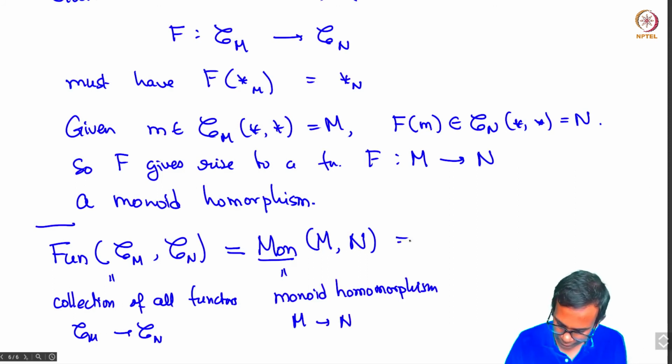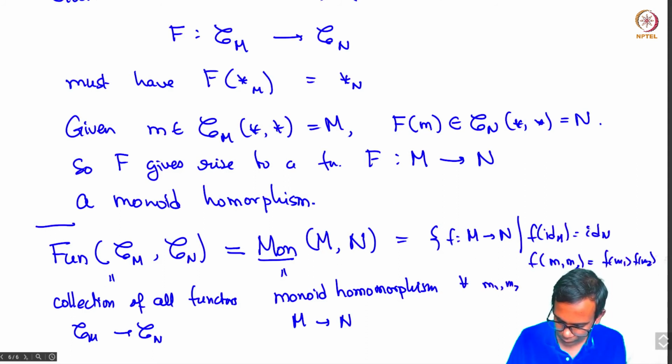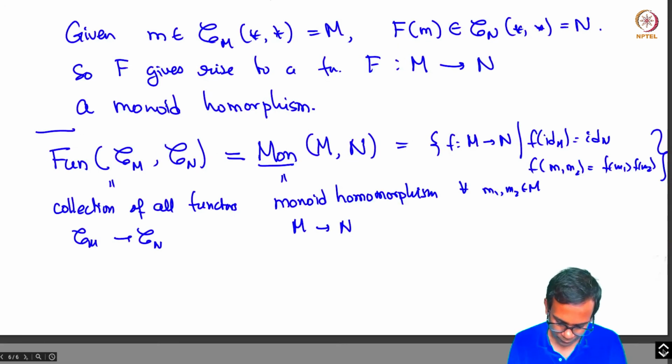Which means that this consists of all functions f from M to N such that f of the identity of M is equal to the identity of N, and f of m1 m2 is f(m1) f(m2) for all m1, m2 in M. Okay, so that's the set of functors from M to N.